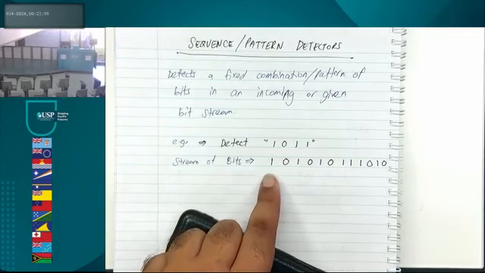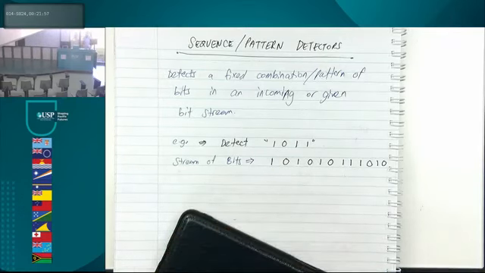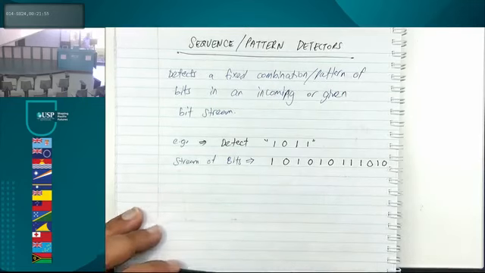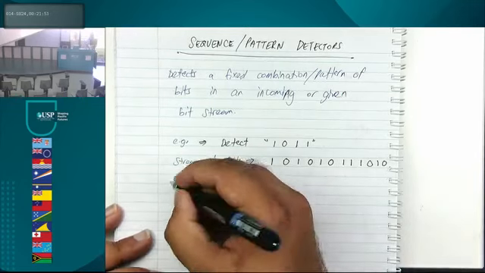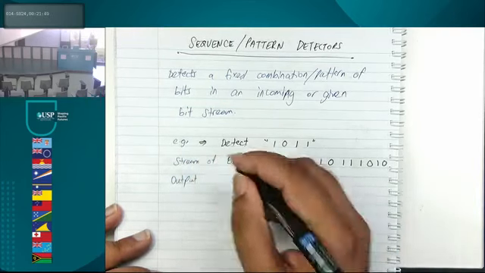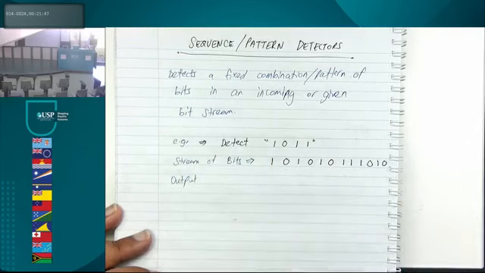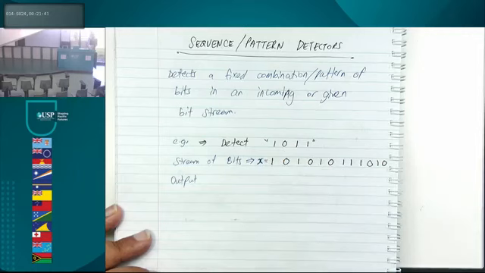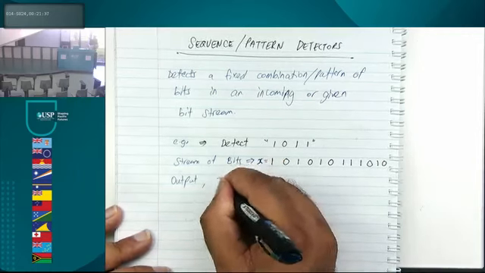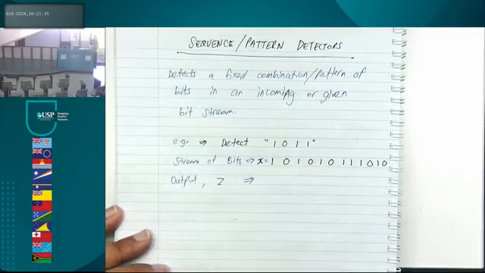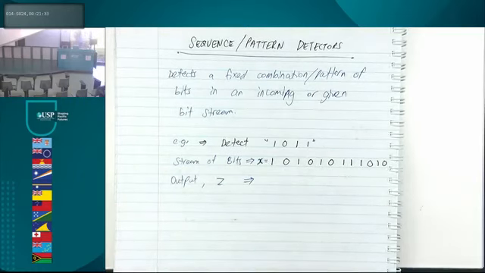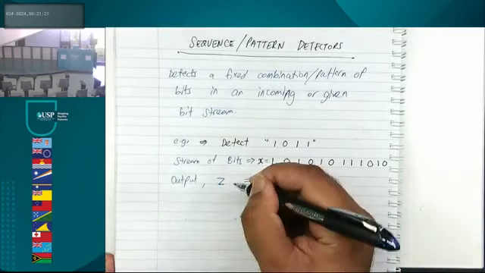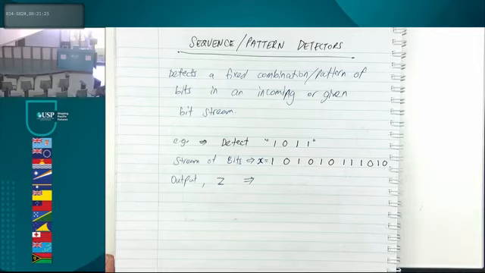All right. So this is the incoming stream of bits, and we have an output Z. Let's call the input X, right? X is our input. Our output, Z, should turn on, should become 1 when the stream is detected. The output Z should become 1 when that particular 4-bit pattern is detected.